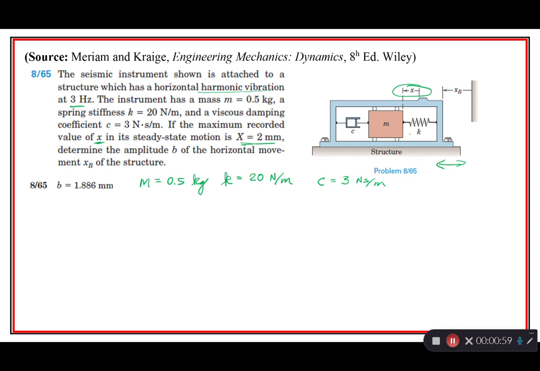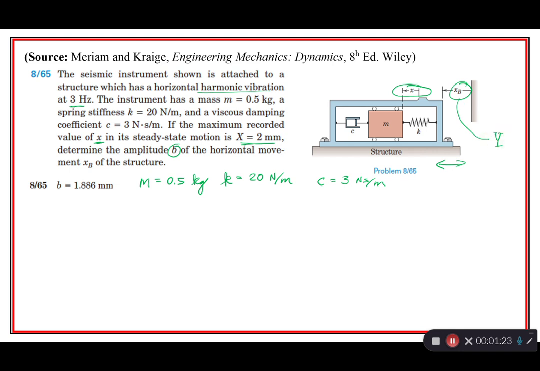So that's sort of like a Z thing, actually. We're calling it X here, but I think it's actually a Z. So this is a vibrometer. We're going to determine the amplitude B of the horizontal motion of the support structure right there. So there's your XB. This for us is really going to be Y.